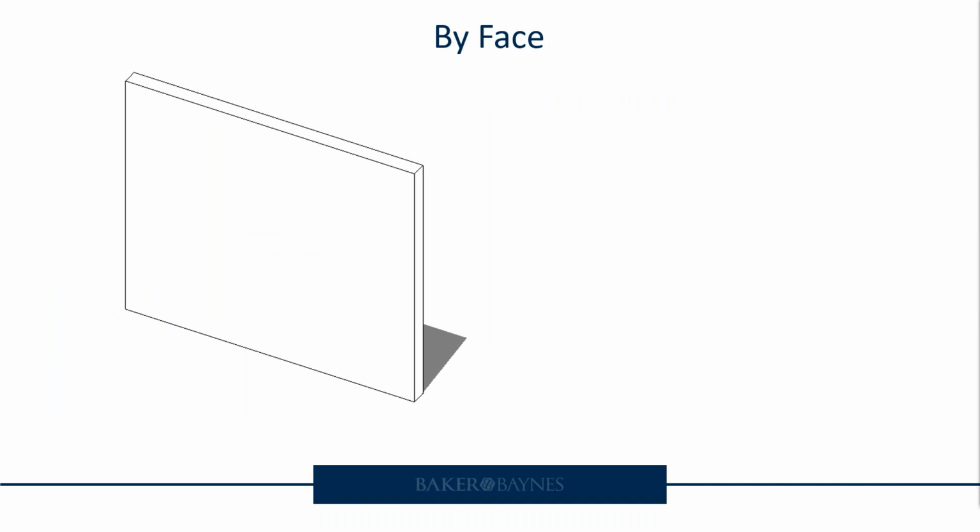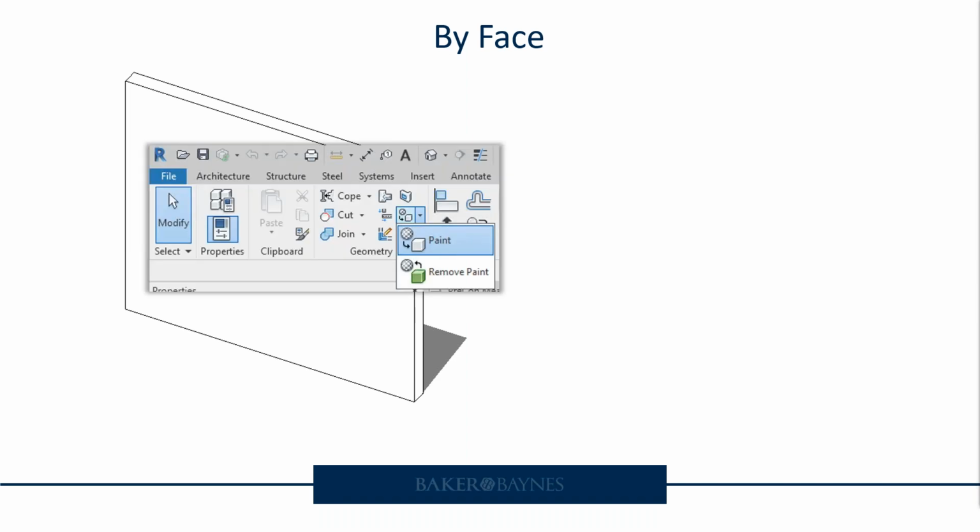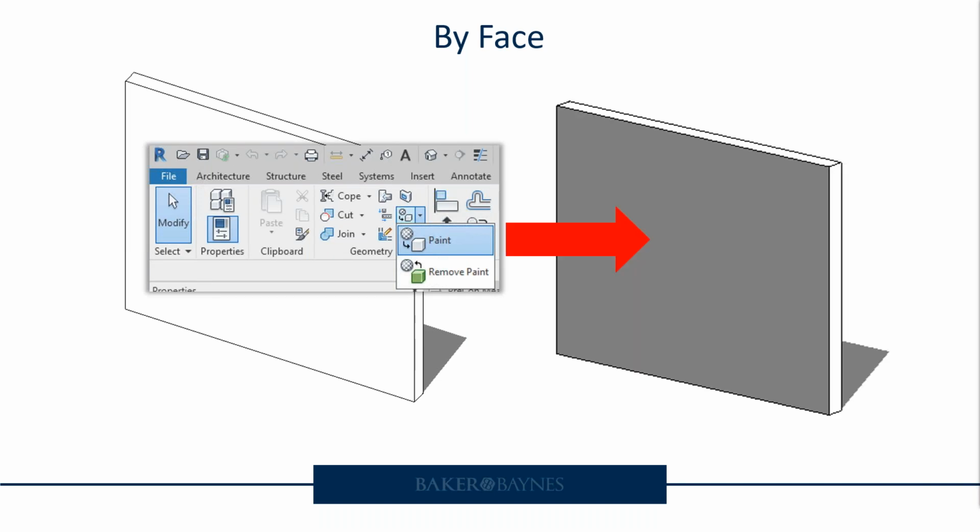Then a third way in which a material is typically applied is by using your paint tool. And this applies a material to a single face. So you get your paint tool from your Modify tab, clicking on the paint icon, and you simply then apply it to your surface. And your paint tool you can use on system families such as your walls, ceilings, floors, etc.